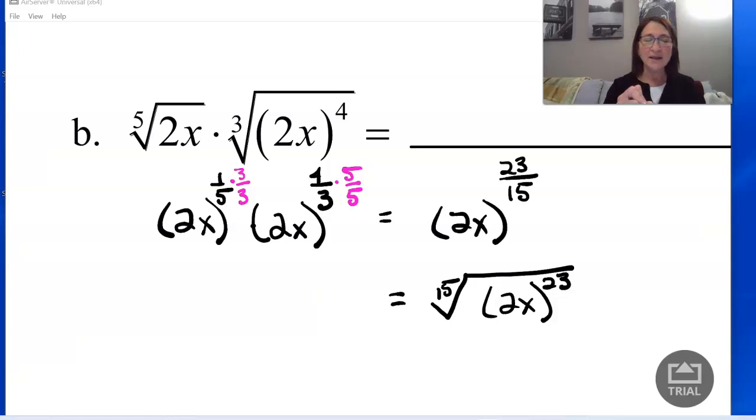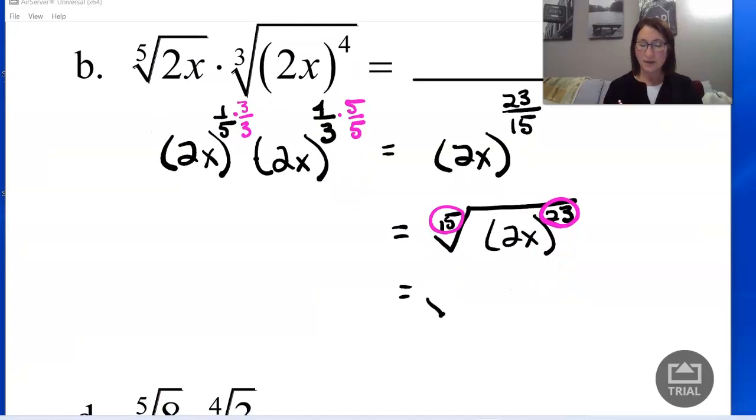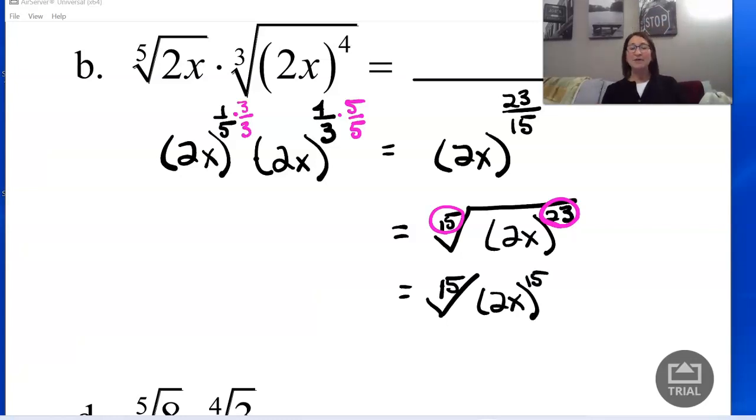So my exponent is larger than my index. So I am going to look for a multiple of 15. Okay, well, that's not so hard to do. So that's going to give me, I've got here, root 15. I've got my base of 2x. I'm going to raise it to the 15th. Now I can just take 23 minus 15, which gives me 8.